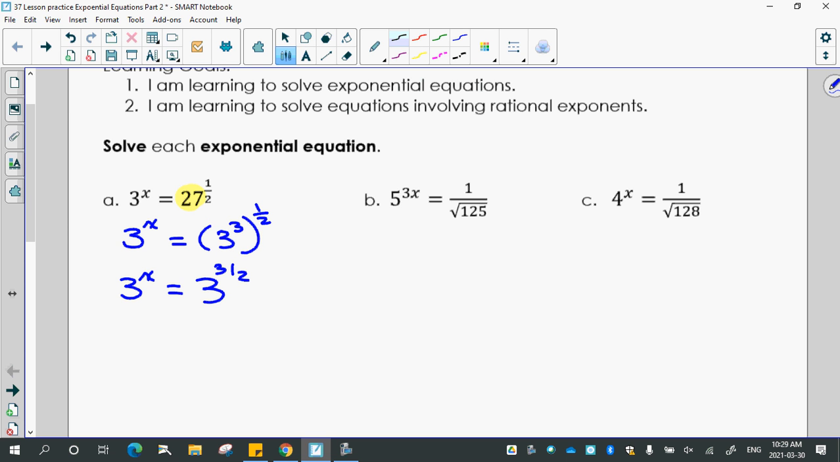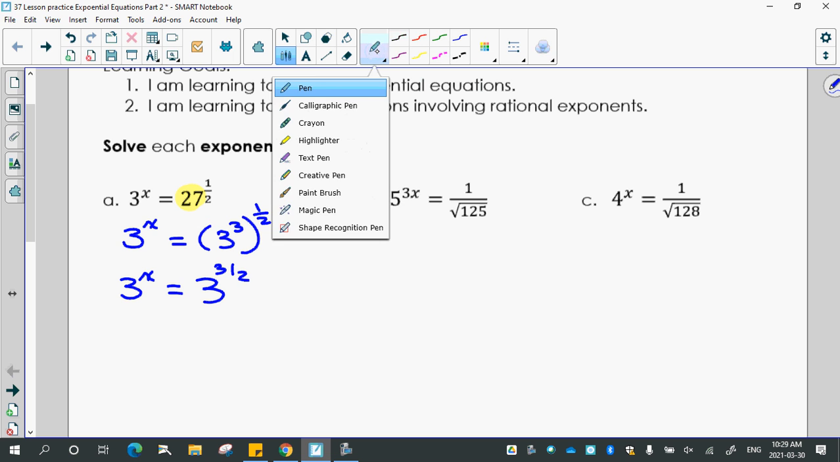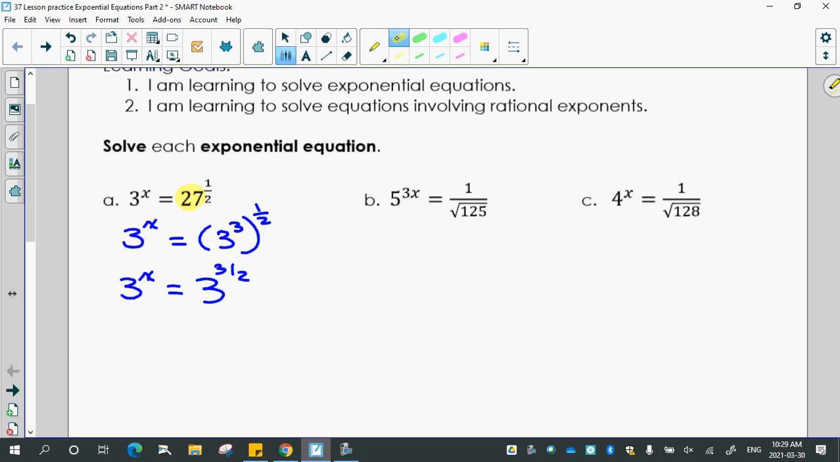Okay, so now that I've got the bases the same, and I've got base to exponent equals base to exponent, I can set the exponent parts equal to each other, so therefore x equals 3 over 2, and there's no other solving I have to do, so that's the answer. Value of x.